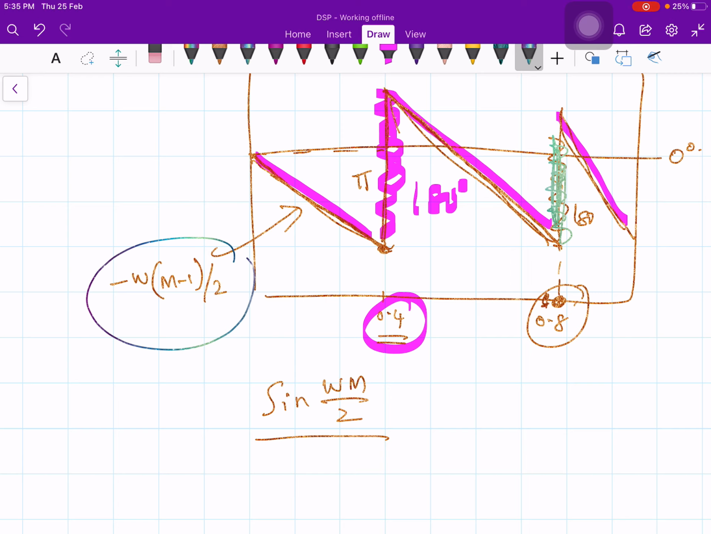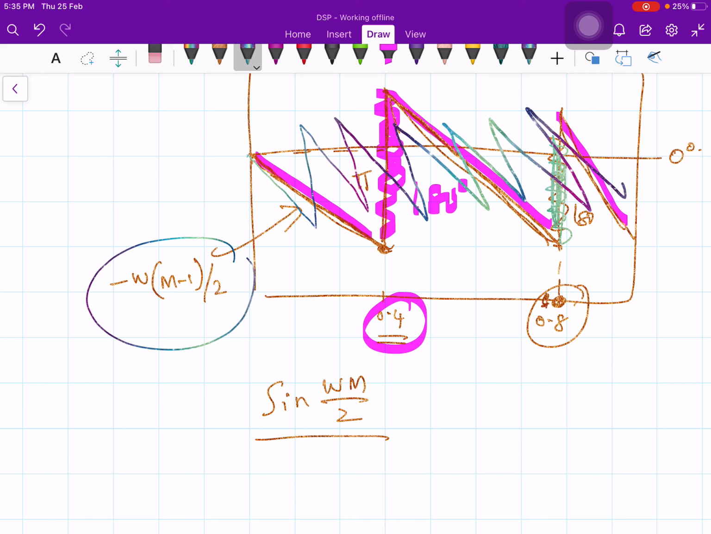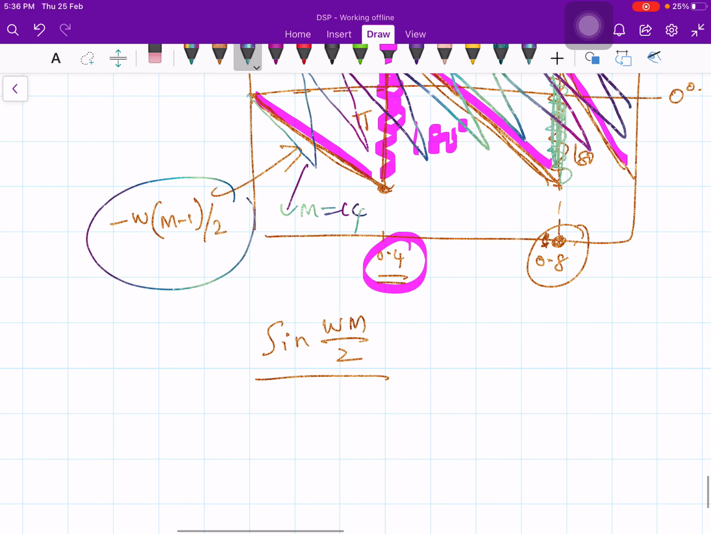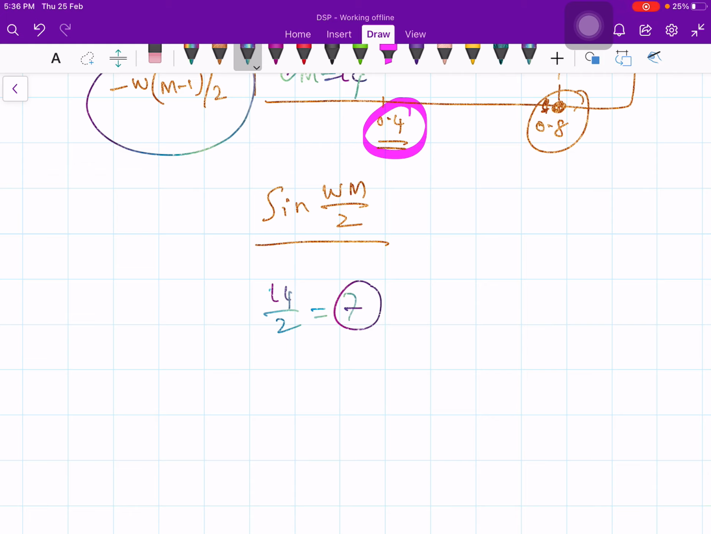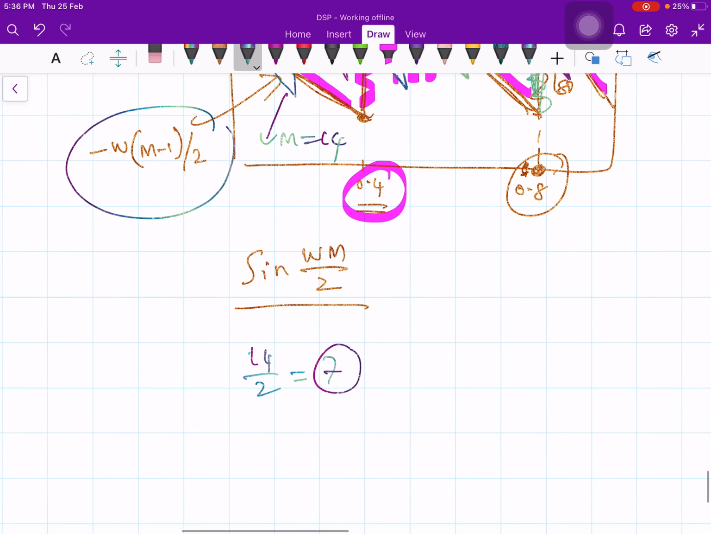Okay, let me draw a rough diagram. It comes like this, goes, comes like this, goes like this, like this. So this indicates capital M is equal to 14, and this one indicates capital M is equal to how much? 5. So how many transitions now? 14 by 2. It is an integer, a whole number, exactly 7 transitions. And the 7th one is the end of the vision at omega is equal to pi. So the phase behaves in a peculiar manner.